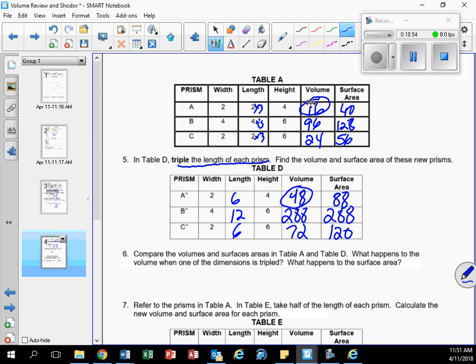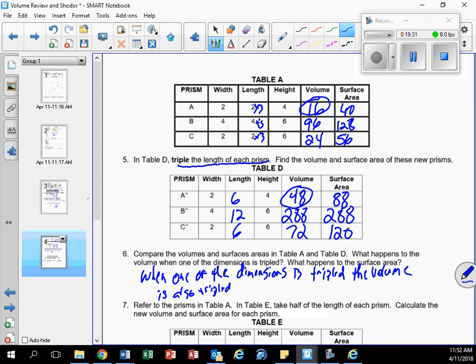So we know that when we compare, when one of the dimensions is tripled, what happens to the overall value? The volume is also tripled. All right, scroll down, see what happens.